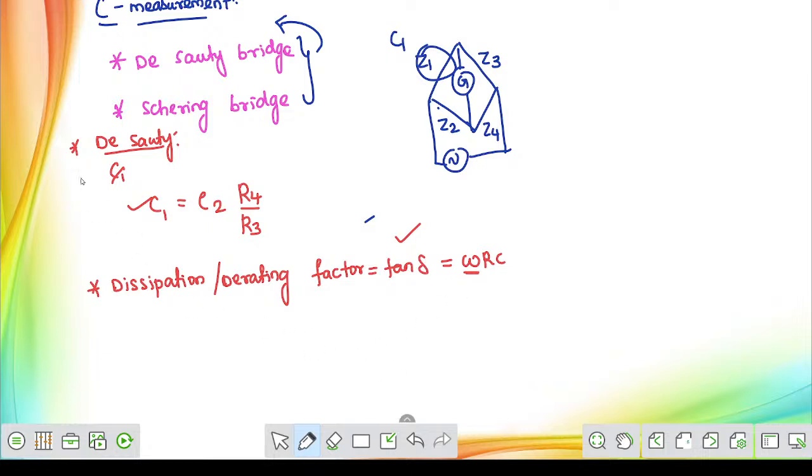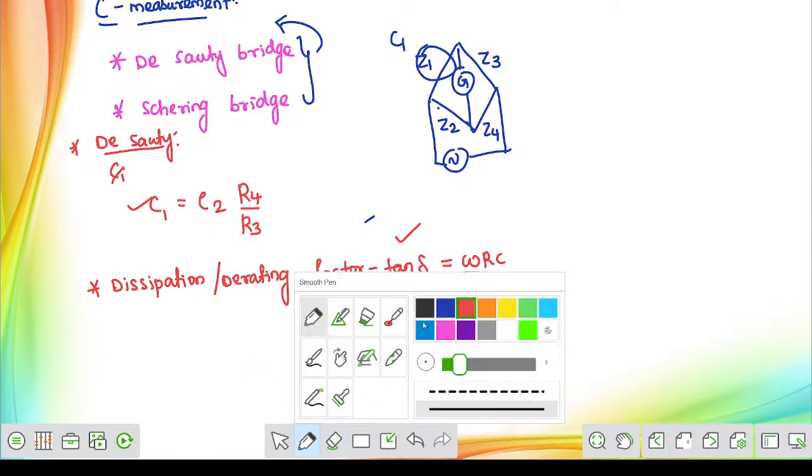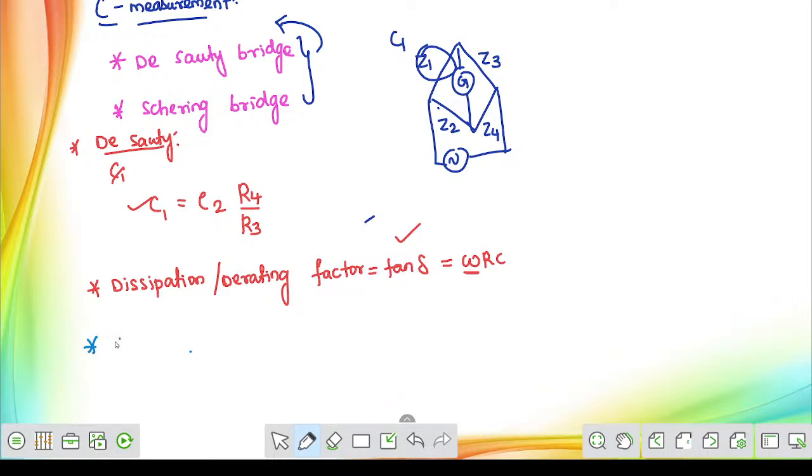Next, the other bridge. This is all about the De Sauty bridge. The second bridge is the Schering bridge. With the help of the Schering bridge also, we can measure the value of the dissipation factor and the unknown capacitor value. Let us see the formula to measure this. That is one of the most important methods, the Schering bridge. Let us discuss the Schering bridge.